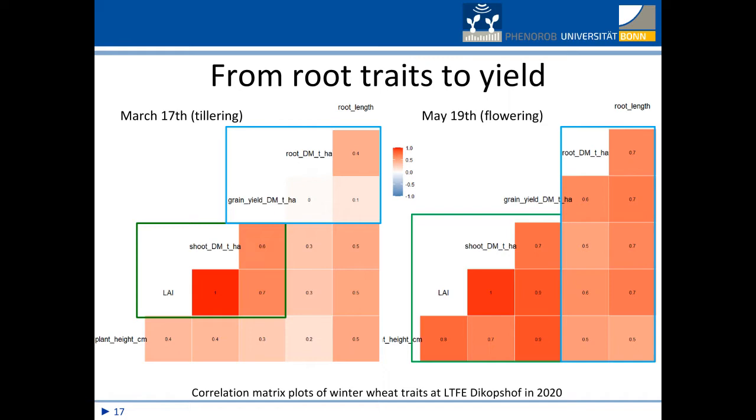Now let's look at the correlation matrix plot on the right side at flowering. Again, the correlation between the shoot dry matter and LAI is very high. Also, the correlation of grain yield and LAI and plant height and grain yield are rather high, so they are red, deep red. And now at flowering, where the root growth is supposed to end, there is some correlation between the grain yield and root dry matter and root length, though it is not very strong.